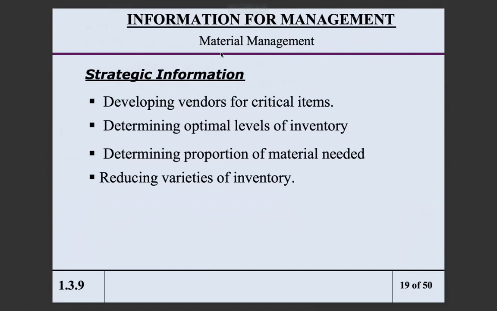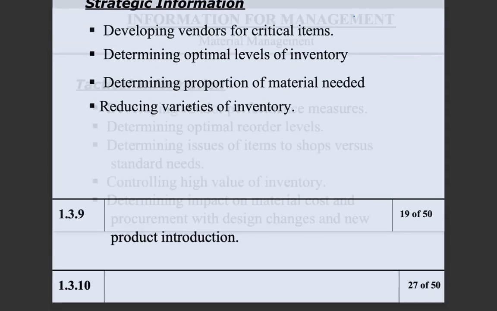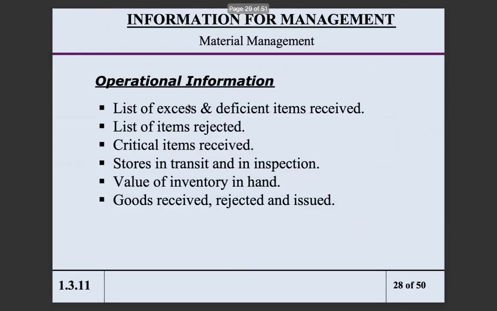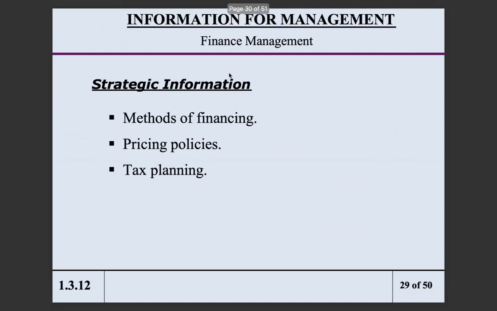Now it's about material management in a business. For material management, again, the same set of informations: strategic, tactical, and operational. And then we have the finance management. There also, we have the strategic informations. Under these strategic informations, methods of financing, pricing policies, and tax planning all come in.